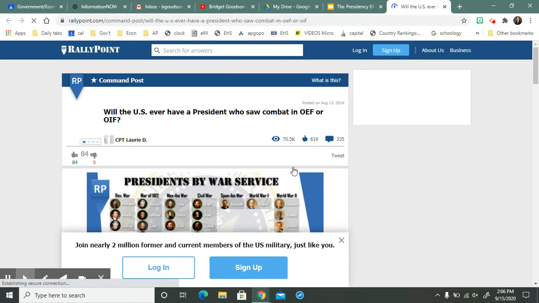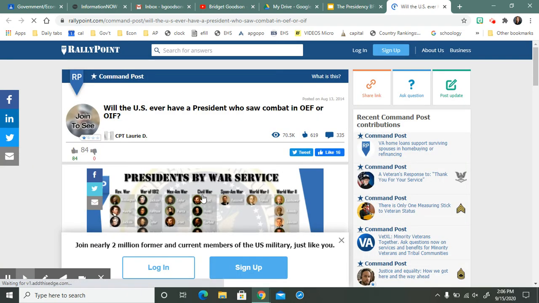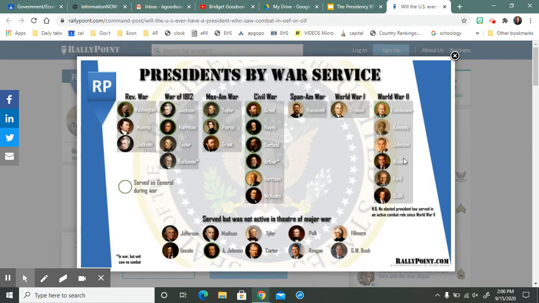Another thing that we tend to look for is military service. All right, so let me show you this graphic here. This shows all of the presidents that served active duty during the wartime. And then down at the bottom here, these were all active duty, but not in an active theater of war, right? So no major war was going on while these guys were in service. So lots of them had that record of military service.